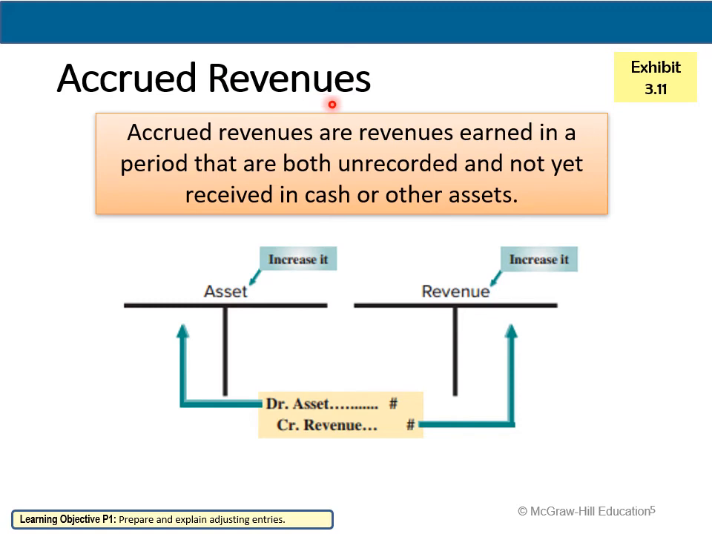Accrued revenues. In this case, accrued revenues are earned in one period, but the cash is not yet received. We've actually done this as well. So you're going to increase an asset. It's going to be a receivable. And you're of course going to recognize the revenue because you have provided a good or service.